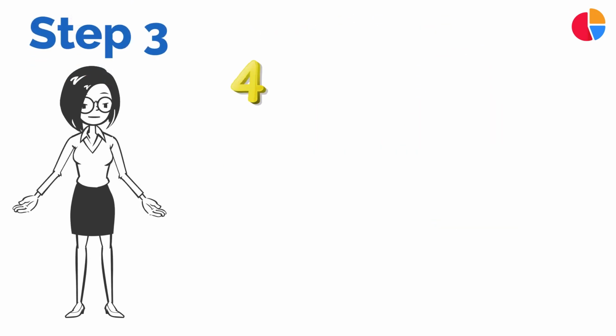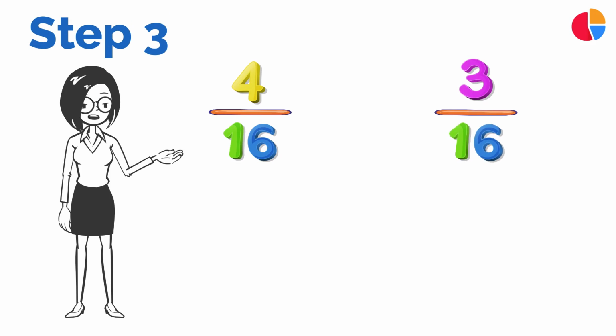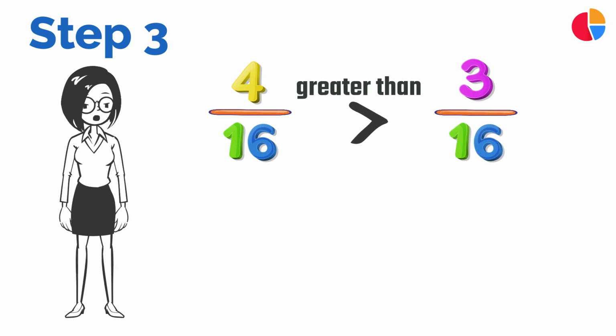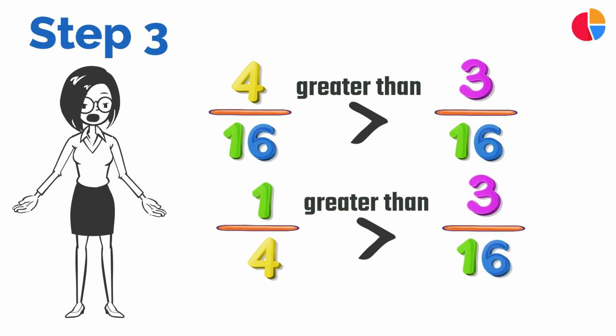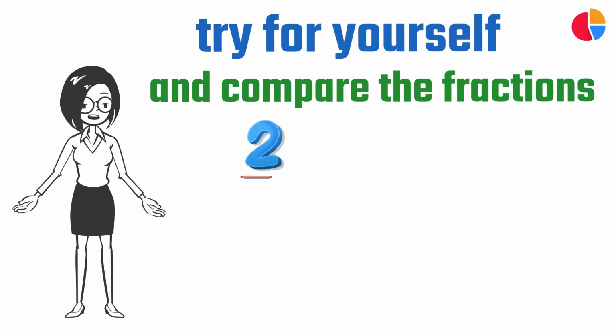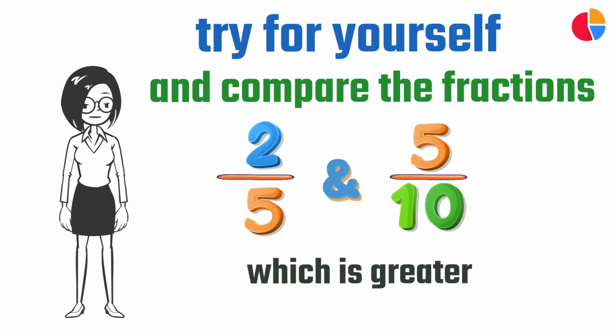Step 3. We can now compare side by side, and we can see that 4/16 is greater than 3/16. This means that 1/4 is greater than 3/16. Give this a try for yourself and compare the fractions 2/5 and 5/10 to see which is greater.